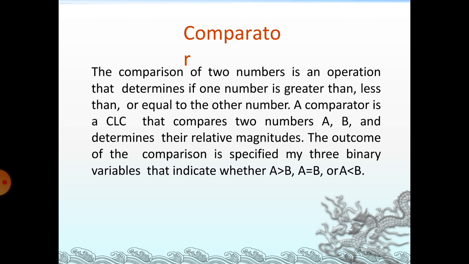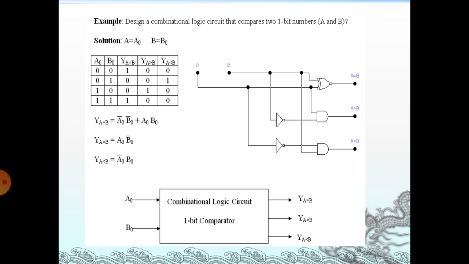It has two inputs and three outputs. One output is for A greater than B, one for A equal to B, and one for A less than B. So this is a comparator circuit, and this slide shows the truth table of the comparator, a logic diagram and a functional block diagram.